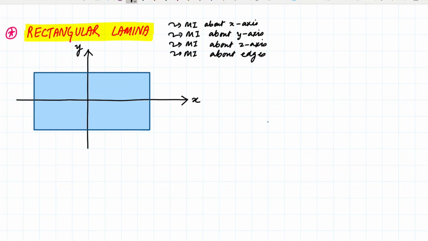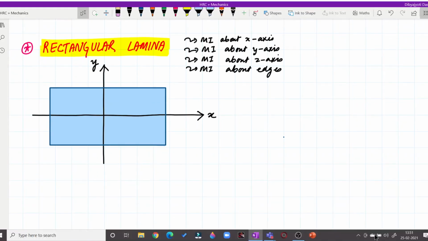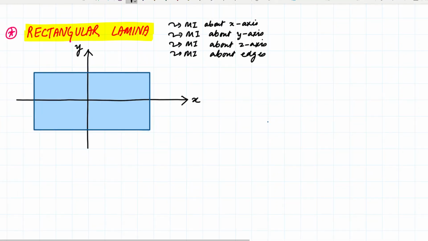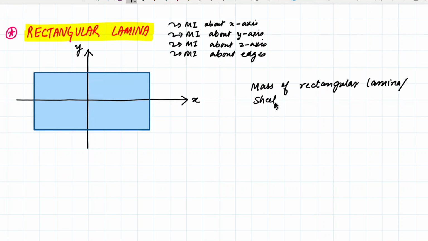सो अबाउट द एजेस. ओके, सो एक एक करके करते हैं. हाउएवर टाइम, जितने भी टाइम में हम कर सकते हैं, एटलीस्ट एक्स एक्सिस और वाई एक्सिस का कर लेते हैं. ऑलराइट, सो सबसे पहले तो जो चीज़ें दी हुई है, लेट अस राइट नोट डाउन दोज. मास ऑफ रेक्टेंगुलर शीट, रेक्टेंगुलर लैमिना या शीट, सो इज इक्वल टू कैपिटल एम. लेट्स सपोज दिस हैज यूनिफॉर्म मास डेंसिटी, टू कीप द कैलकुलेशंस इजियर.